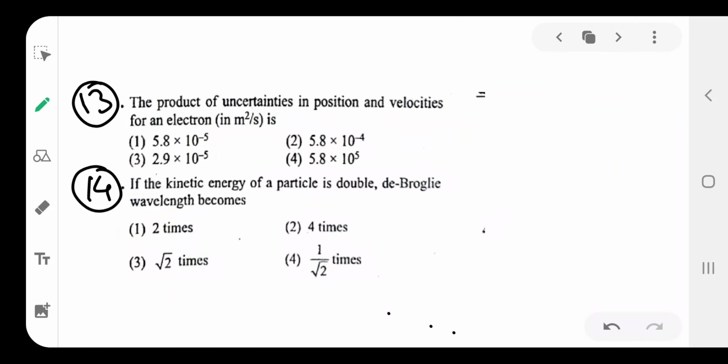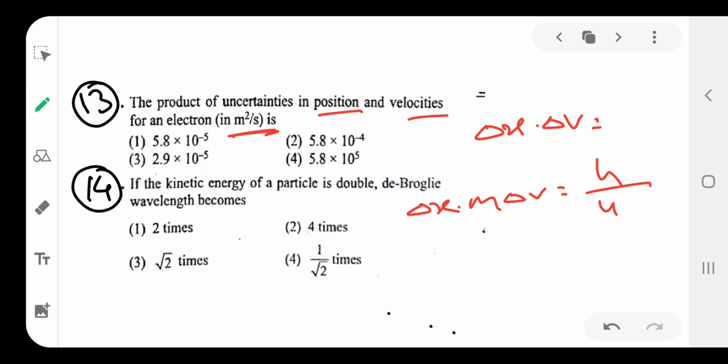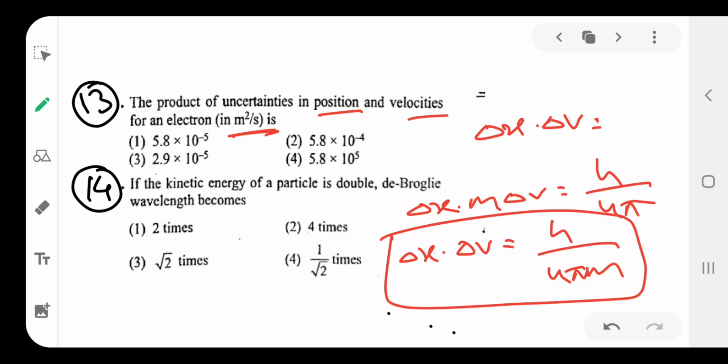The next one is question number 30. The product of uncertainty in the position and velocity for an electron, in meter square per second. That means we have to find the value of delta x into delta v. The actual formula is delta x into m delta v is greater than or equal to h by 4 pi. So delta x into delta v is h by 4 pi m. By using this formula we have to calculate the product delta x into delta v.